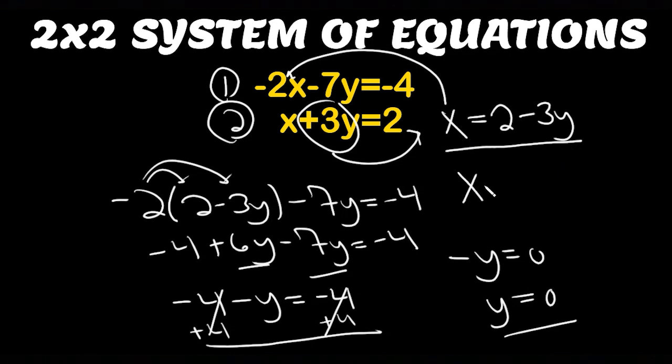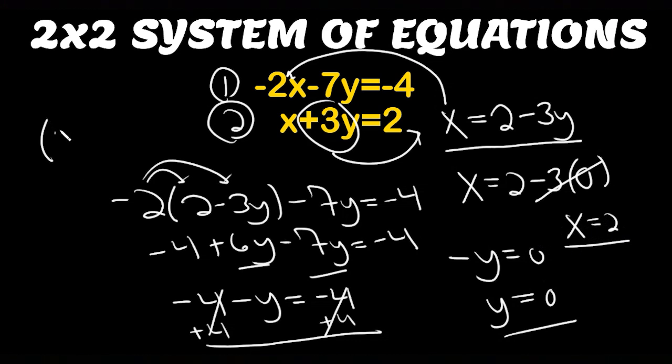So I'm going to write x is equal to 2 minus 3 times 0. That's my y. What happens here? Well, this whole part right here cancels out. I'm left with x is equal to 2. Okay, there's my x value. So now I have a point. It's going to be 2 comma 0. Let's go ahead and write that down. So 2 comma 0, again, that is x comma y.